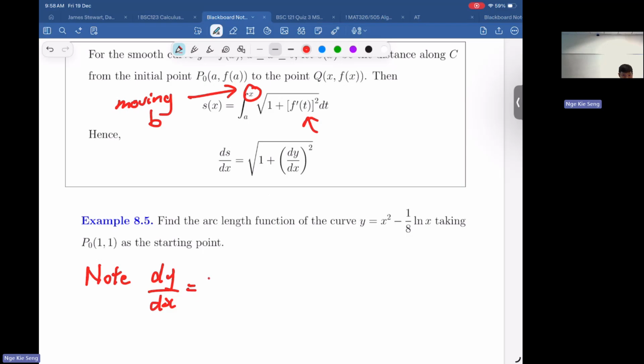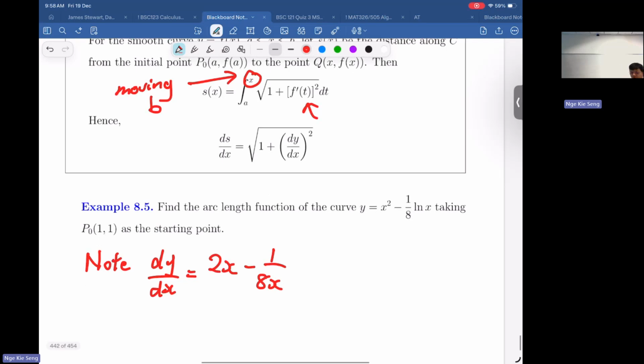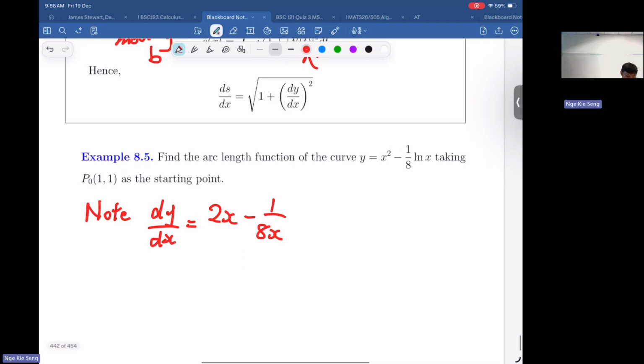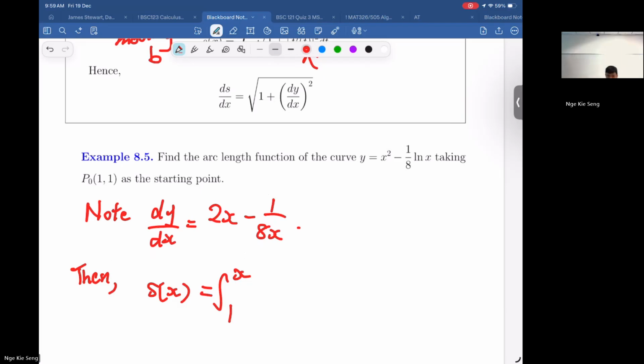So if you like, we can compute dy/dx to be 2x minus 1/(8x). In this case, for this curve, the derivative is straightforward. Differentiate x squared, you get 2x. Differentiate ln x, you get 1 over x. And then your arc length function s(x) will become the integral from 1 to x, because you are starting from 1.